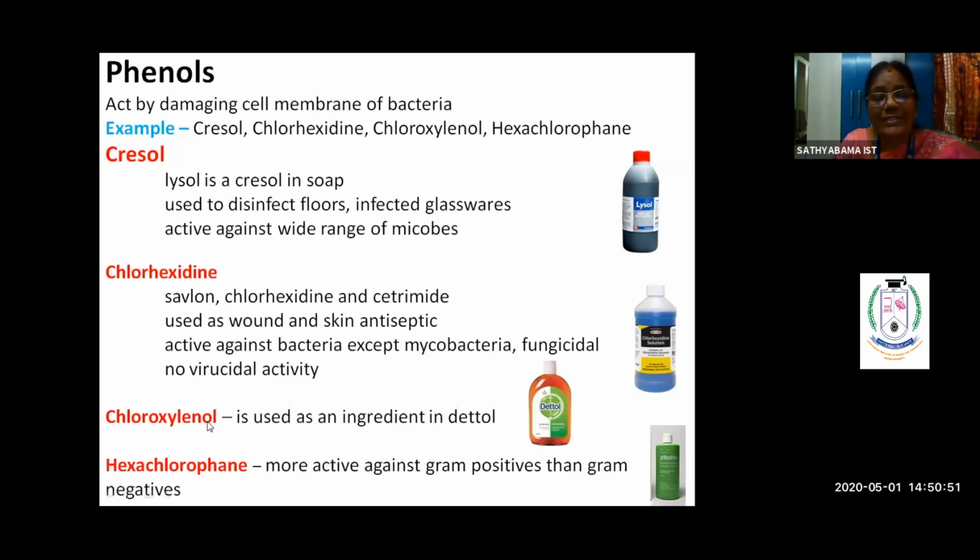Chloroxylenol, the best example is the Dettol, which is commonly used by us at home to disinfect the skin and also to wash the contaminated clothes and other things being used on the sick people at home. Hexachlorophane, more active against gram positives than gram negatives. That's about the phenolic group of disinfectants.